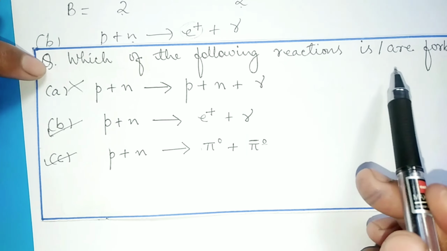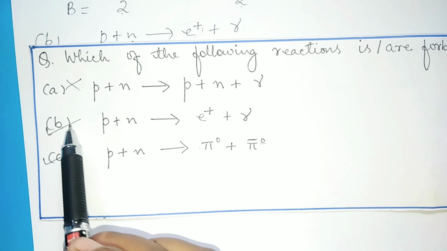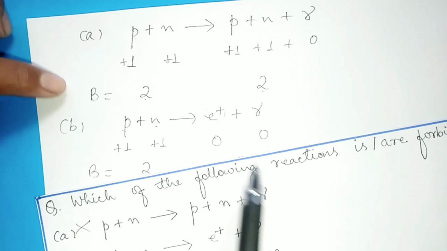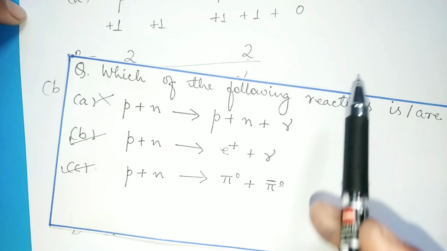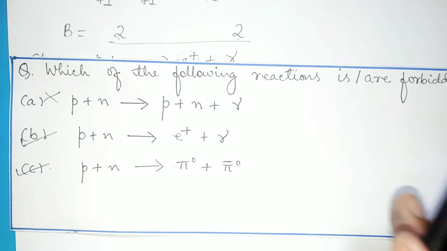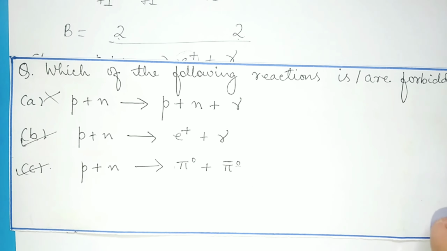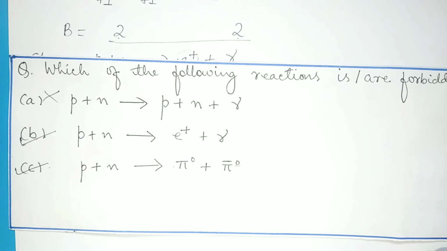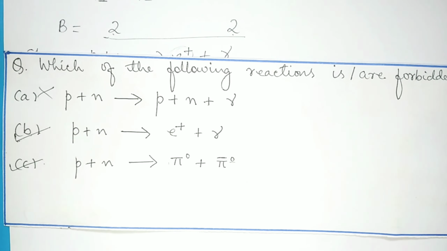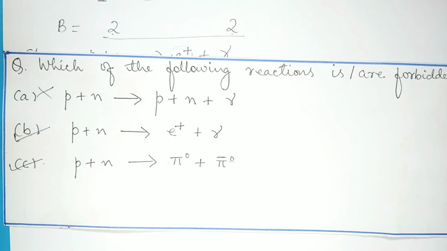So the reactions that are forbidden are B and C, whereas the first one, we see that the baryon number is conserved, that's why it is allowed. So in this way we check if a given reaction is allowed or forbidden using the conservation of baryon number. If the baryon number is conserved, then the reaction is allowed. If not, then it is forbidden, okay?